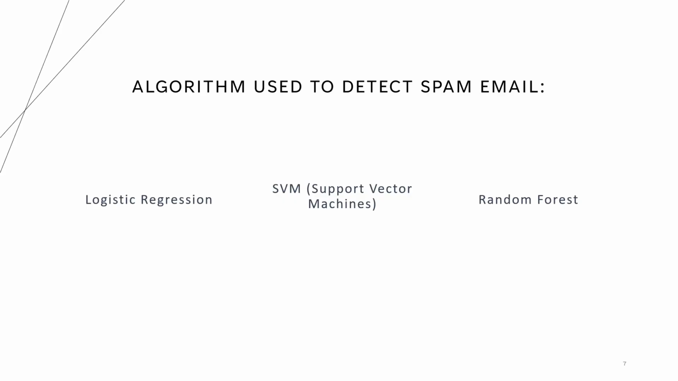Here are the machine learning algorithms we are using: logistic regression, SVM, and random forest. We'll be using these to detect if a given email is spam or not. Let us get to know these algorithms in brief.